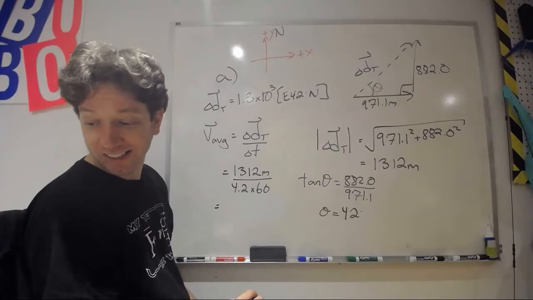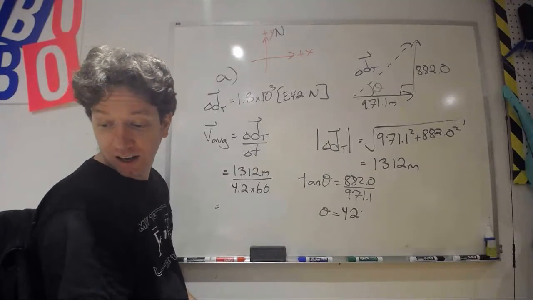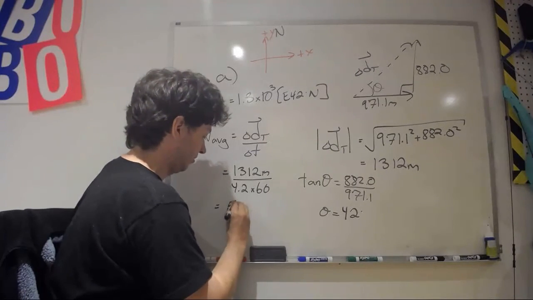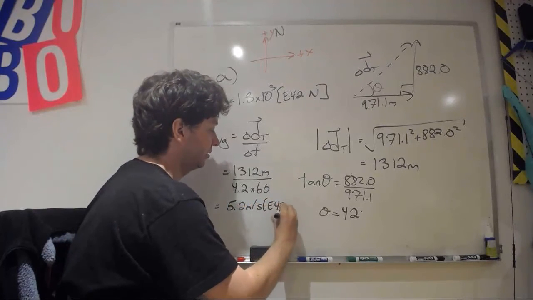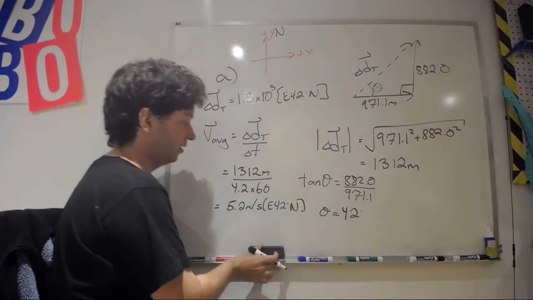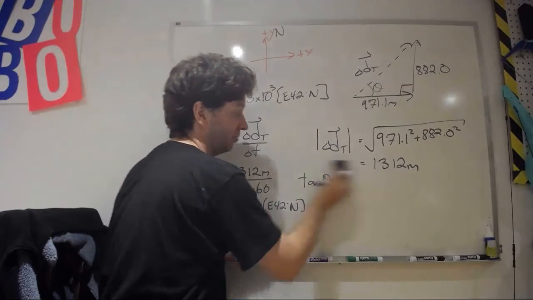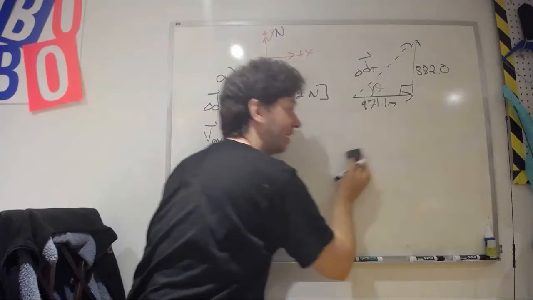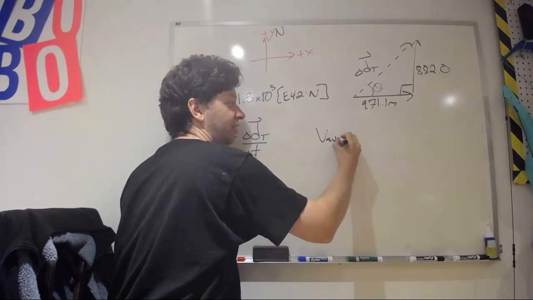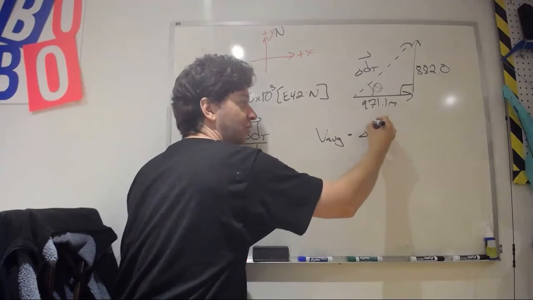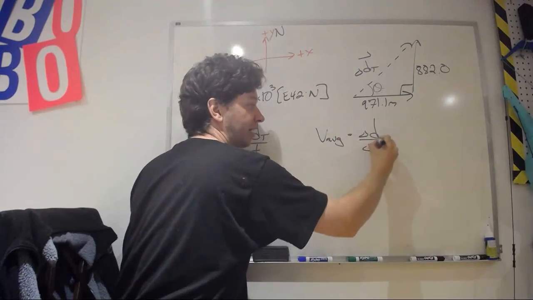So you'll get an average velocity of 5.2 meters per second east, 42 degrees north. So that's how you calculate average velocity. But how do you calculate average speed? Remember, speed is a scalar quantity. So it's going to be our total distance over time.